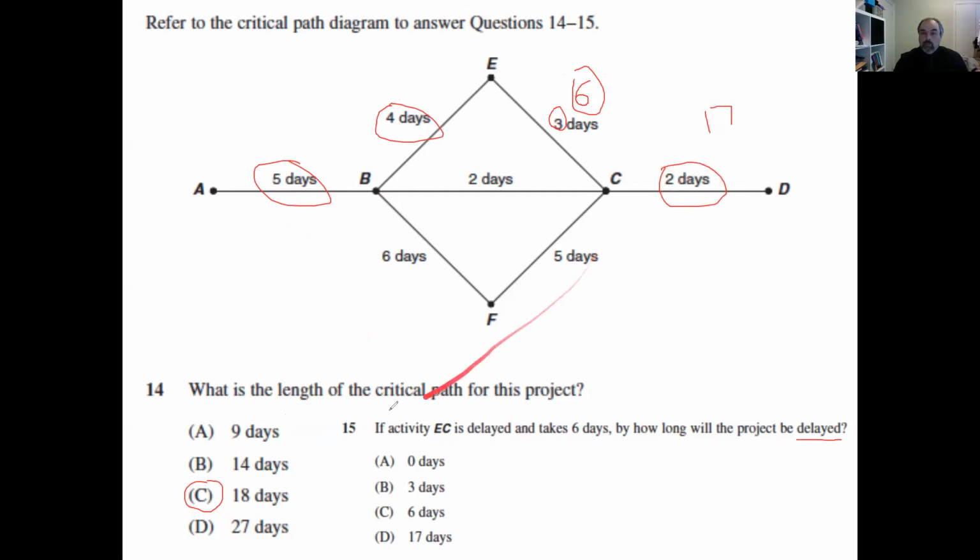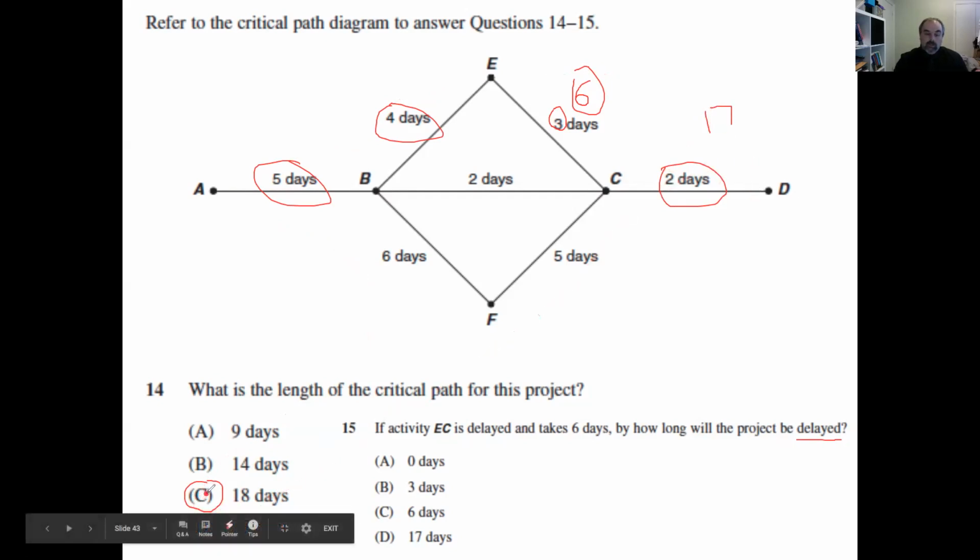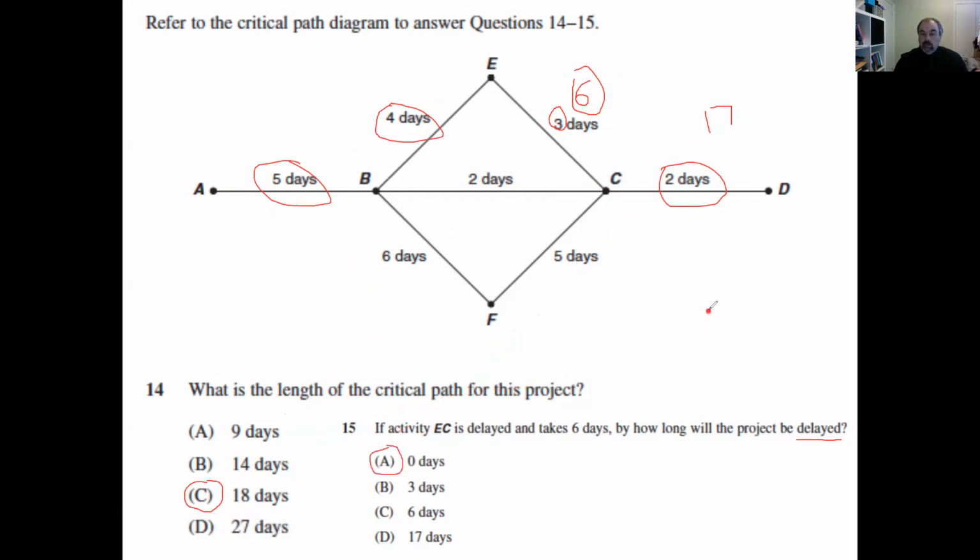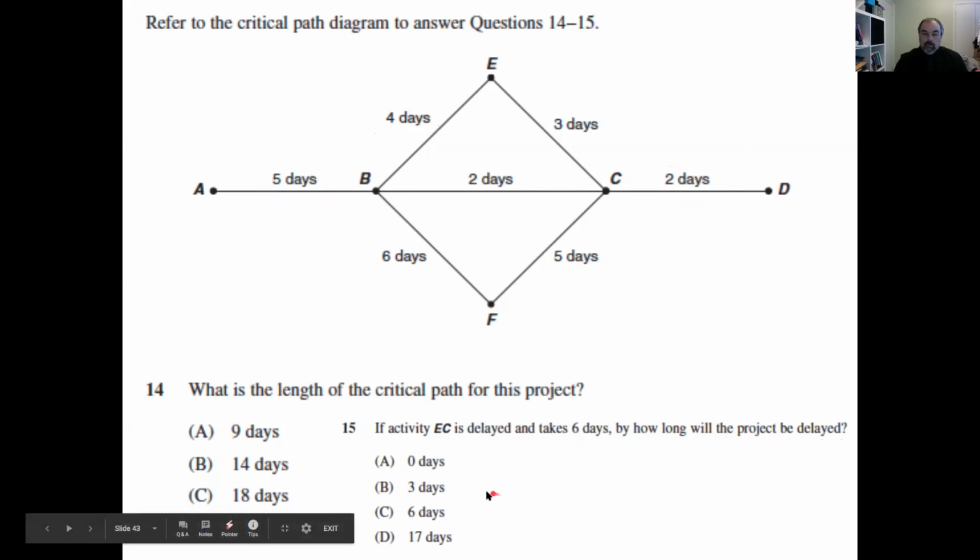So when we're comparing it to the 18 days from the normal path, or from the previous question without the delay, we can see here that there's really no delay. If it took us 18 days normally, and now with this delay it still takes us 17, we still haven't reached the 18. It's a little bit of a trick question there. Okay, let's move on.